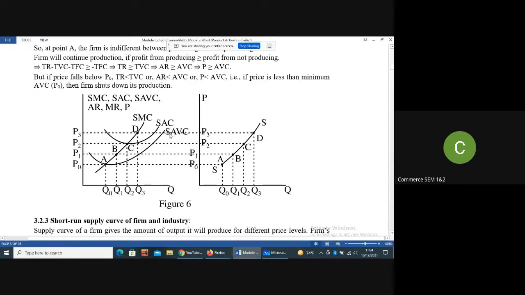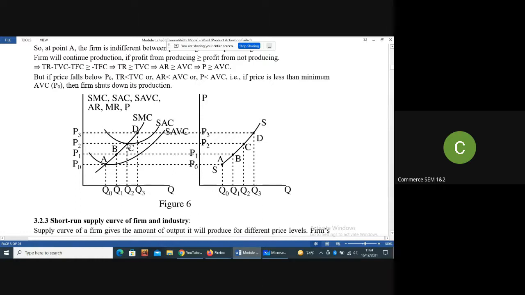In the long run, all costs are variable costs. There is no fixed cost, so there is no AVC curve. Everything is variable. So basically, it is the long run average cost curve, not SAC. It will be the LAC curve, where L means long run average cost curve.